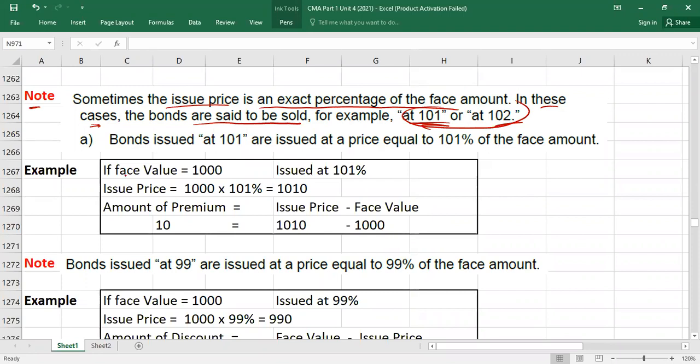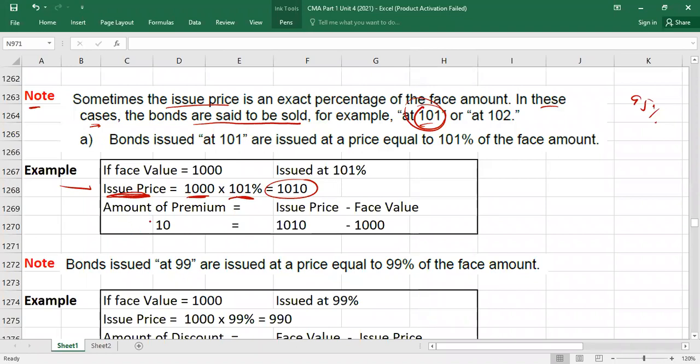But the point is how you will get it. Here, 101 or 102 means 101% of face value. This 102 means 102% of face value. If it is 95%, it means 95% of the face value. So how will you decide the issue price? I'm taking this scenario, bonds are issued at 101. I will take the face value of the bond, multiply by 101%. If I do it on the calculator, this is the value I will get, and this value is called the issue price.